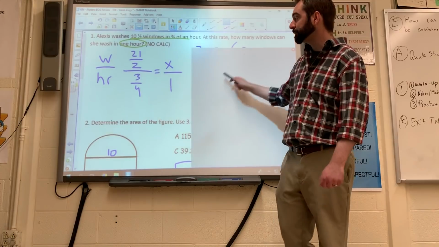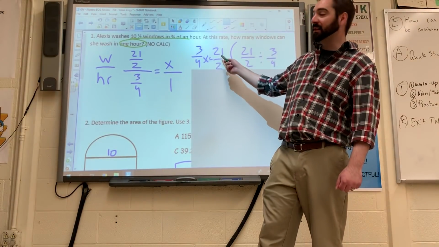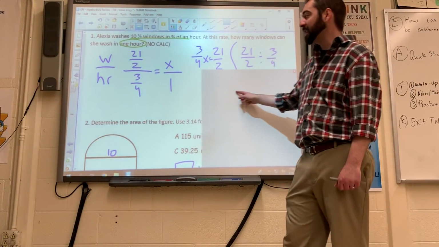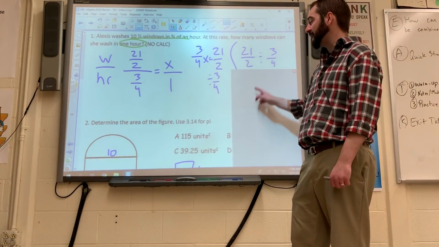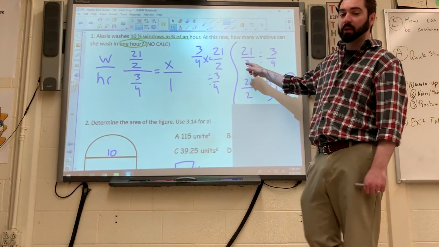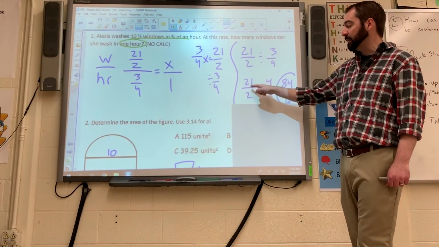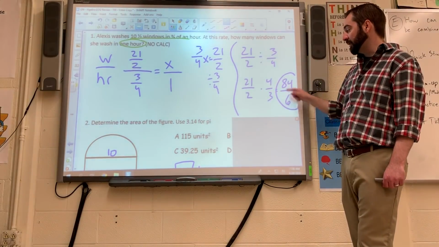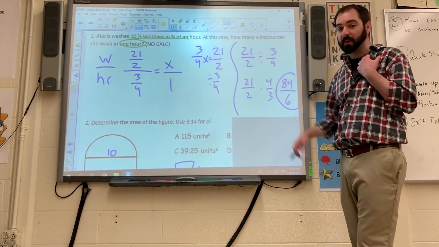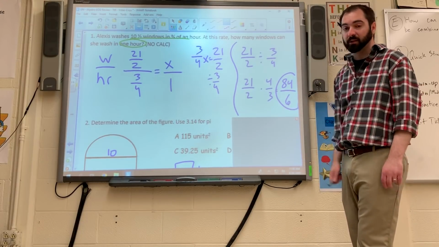Cross multiply. We get 3/4 x is the same as 21 over 2. Isolate x by dividing by 3/4 on each side. You should have the division problem 21 over 2 divided by 3/4. Keep, change, flip, and you get an answer of 84 over 6. You don't have to worry about reducing that because you wouldn't have a calculator, so they'll leave that as 84 over 6.